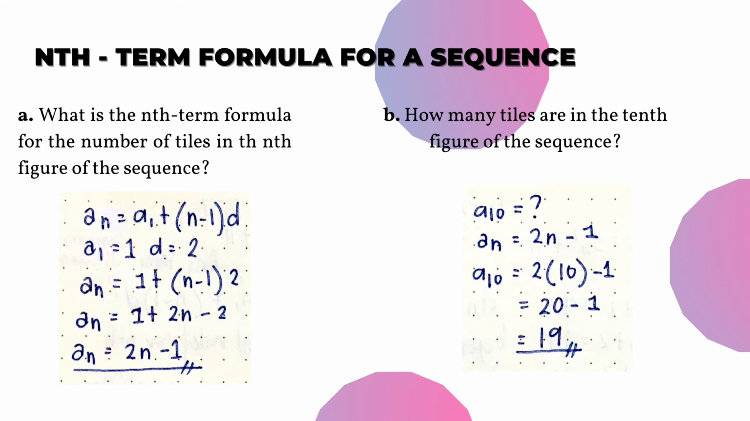Now for B. By using the nth term, we can obtain the 10th figure of the sequence. Bale, ito yung ginawa ko. First is, sinubstitute ko yung given na nth term. So, 2n minus 1, papalitan lang natin yung n ng 10. Kaya, 10 times 2 is 20. Then, minus 1, that is 19. Thus, the 10th figure has 19 square tiles.